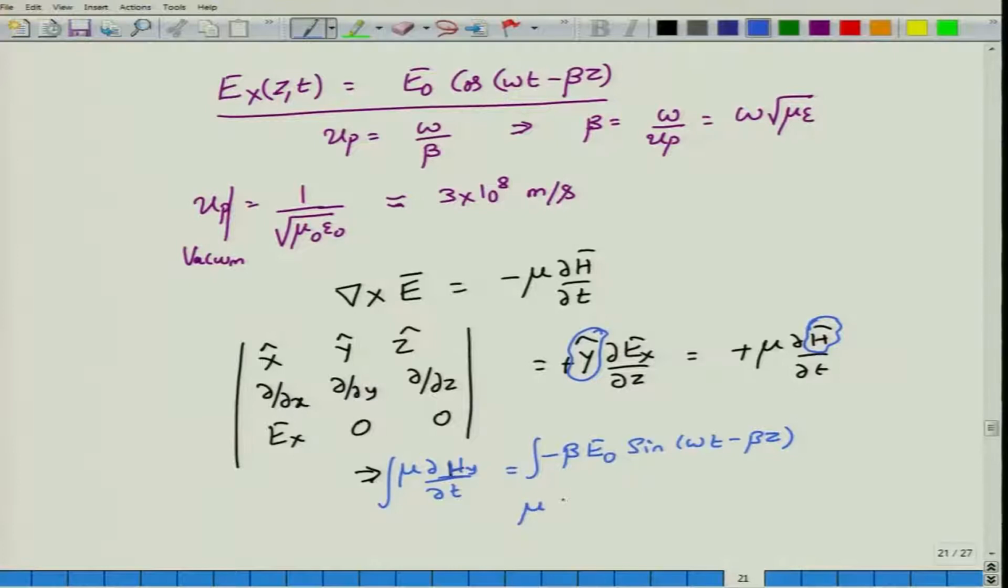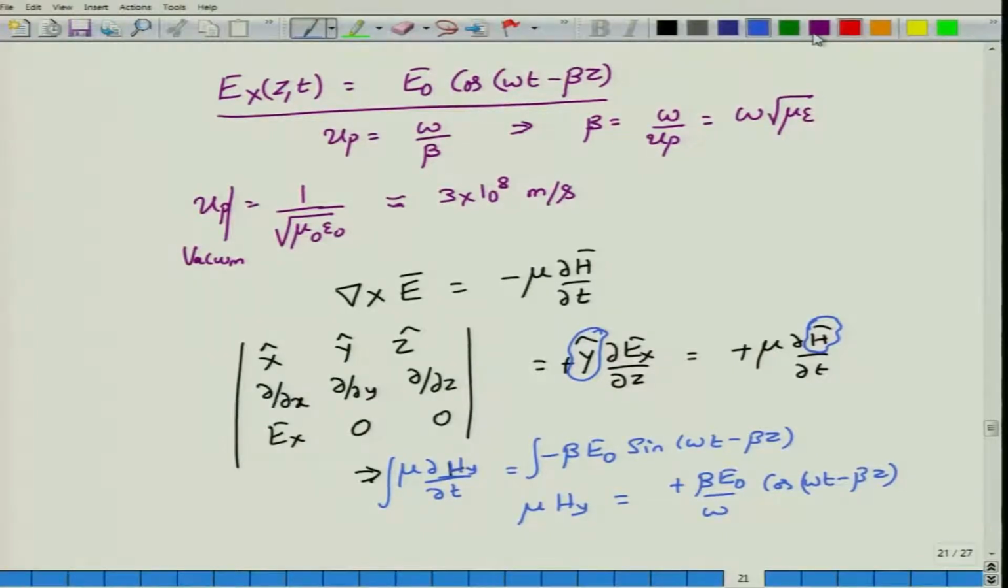This would be mu, and integration with respect to time will take this away. So, I will have Hy, and to the right hand side we will have minus beta E0, and what is the integration of sine with respect to time will give you? This will give you minus cos, right. So, this will give you minus cos, and there will be a division by omega, correct, because it is sine omega t with respect to dt that you are going to do. So, when you do that one, this becomes cos omega t minus beta into z.